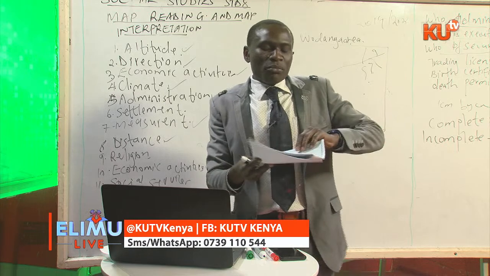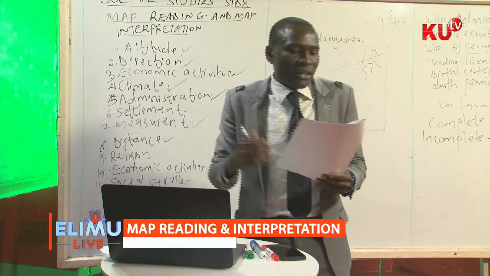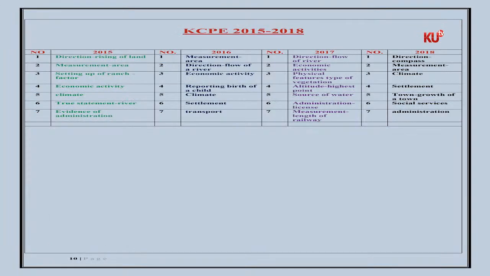Let us go to 2015 to 2018. How have examiners been setting these questions? You can see direction, the rising of the land. In 2015, measurement, setting up of a ranch, economic activity, climate, true statement about a river, which lies under physical features, evidence of administration. 2016, again, measurement, direction or flow of a river, economic activity, reporting the birth of a child. Where do you report the birth of a child? We have climate, settlement, and transport. 2017, we have direction, the flow of a river, which was also set in 2016.